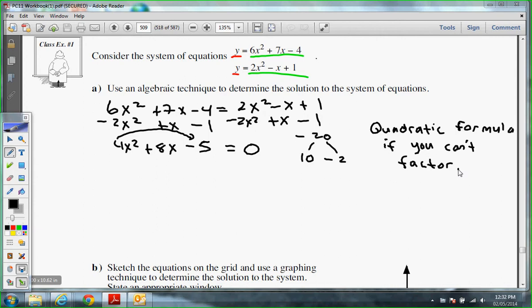So now I'm going to break this up. I'm going to go 4x squared. I'm going to put the negative 2 with the 4. I'm going to put the 10 with the 5. Okay, and then we'll see that we have group, group, group, group.